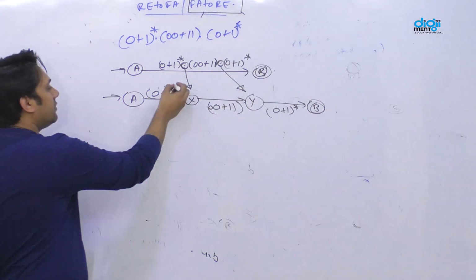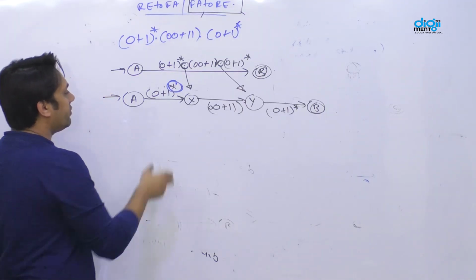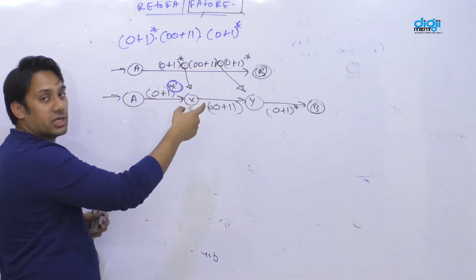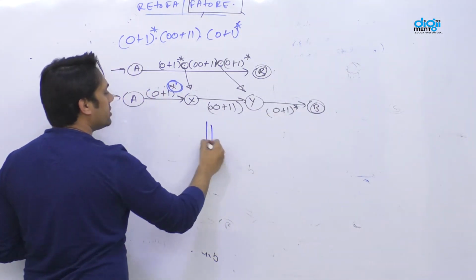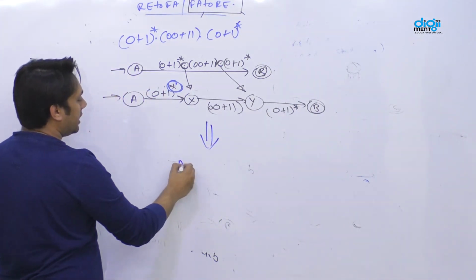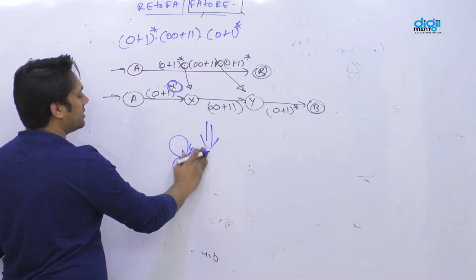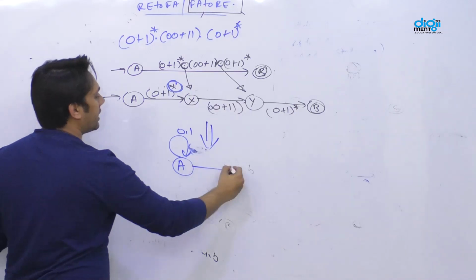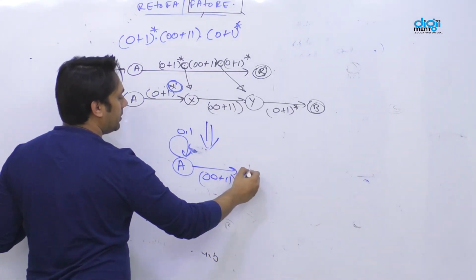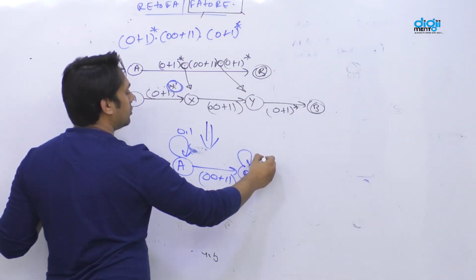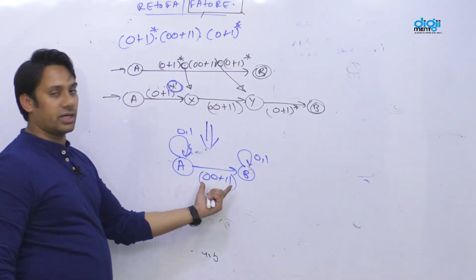Now because here we have a loop, how can you get this loop? So there are two ways. First of all, because we have (0+1)*, you can put this loop on A and you can put this loop on B. So directly what you can do is, on A I'm going to get this loop which is 0+1, or you can say 0,1, and then I can have 00+11 here, and then on B I can have 0,1. So you can put these loops this way, and you can again expand this one.